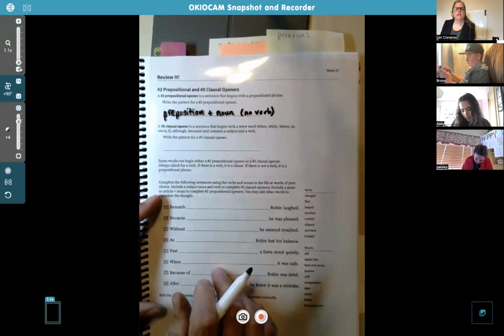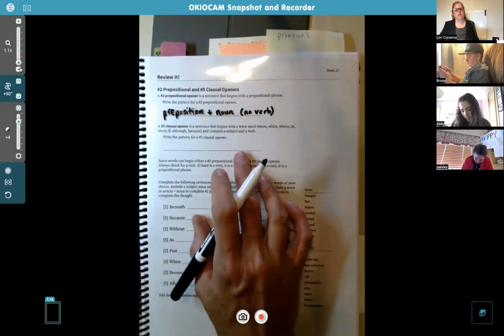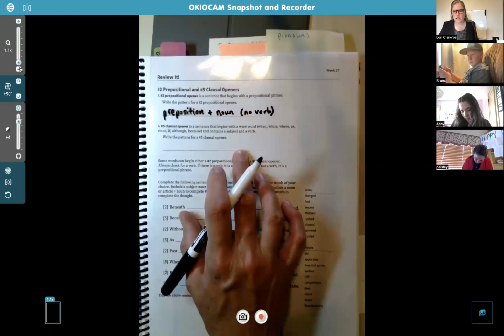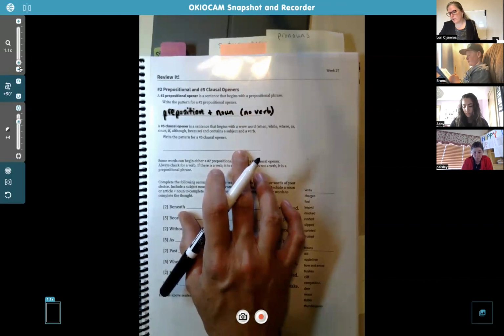That is the main difference between a phrase and a clause. Because clauses, remember, have subjects and verbs. But phrases do not have a verb. They only have a noun.